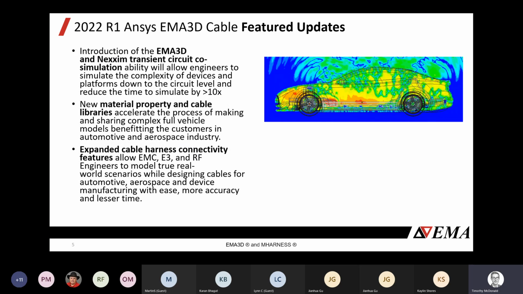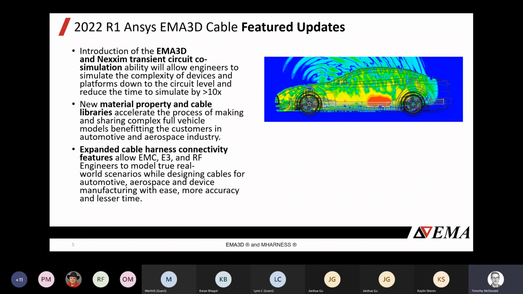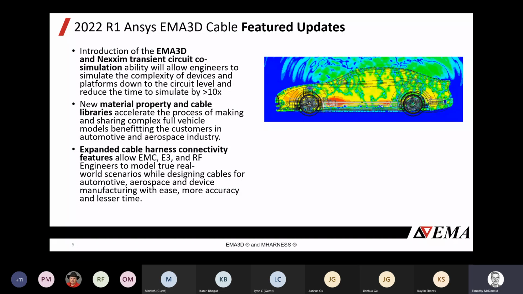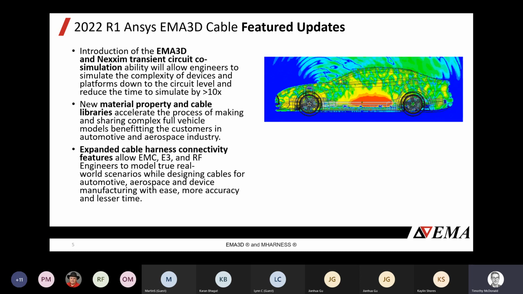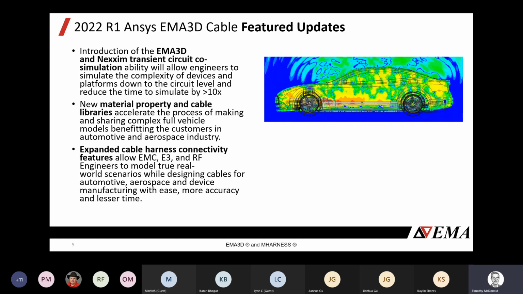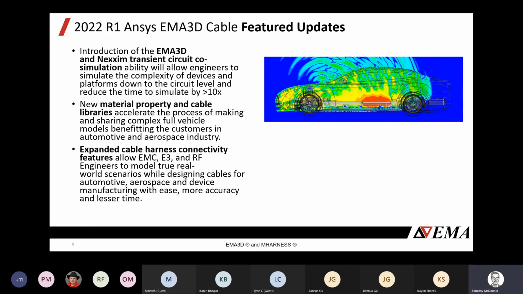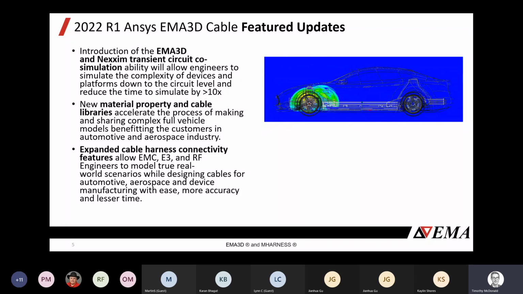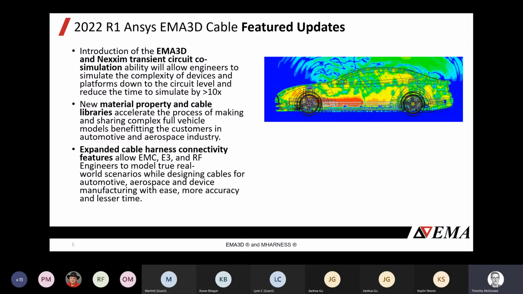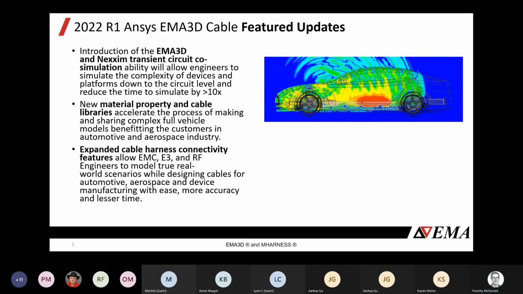So the first, which I've already announced and we'll talk more about in a moment, is the EMA3D and Nexxim transient circuit co-simulation. It will allow us to model complex devices and platforms all the way down to the circuit level and reduce our simulation time by more than 10 times. In addition, we've got new material and cable libraries so that users can save the materials or cable cross sections that you've developed and pull them up at a future time in a different model. You can share them with colleagues across your company.